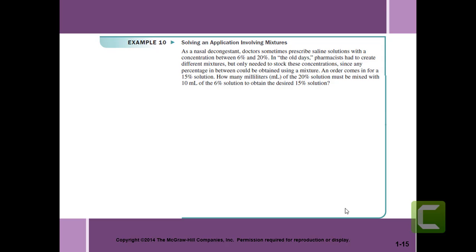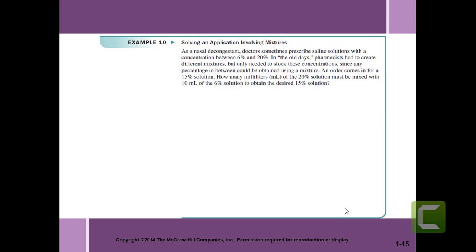Now, the question is how many milliliters of the 20% solution must be mixed with 10 milliliters of the 6% solution to get a final result with a concentration of 15% solution. Okay, that's the question. It's a volume question. We need to find what the volume is, right? So how much of the 20% solution do we need to add?